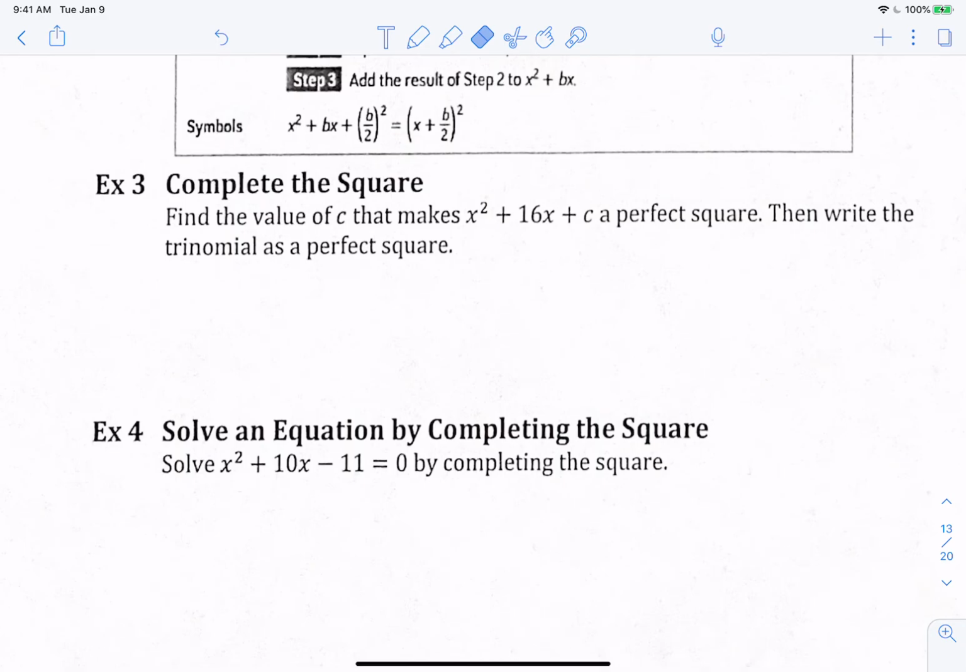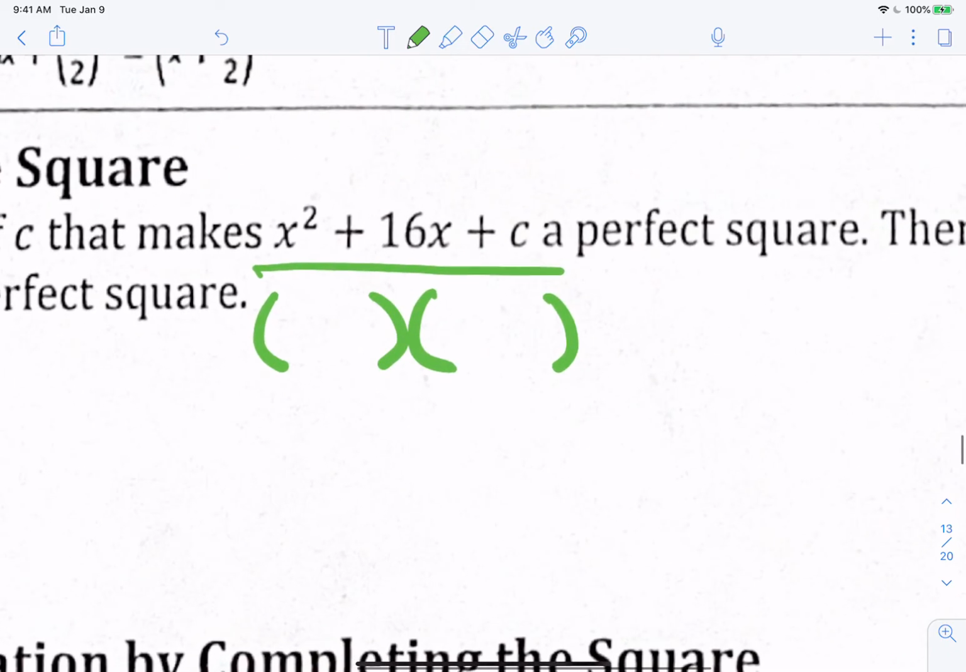Example 3. Complete the square. We're starting with x squared plus 16x plus c, and they want us to write that as a perfect square. So here's what I want to have happen. I want to be able to break this guy down into 2 pieces that are exactly the same. So I want to figure out what c is so that when I multiply, I get c, but when I add it, I get 16. Okay? But it has to be the same number. So basically, we're looking at what number can I add to itself to get 16?